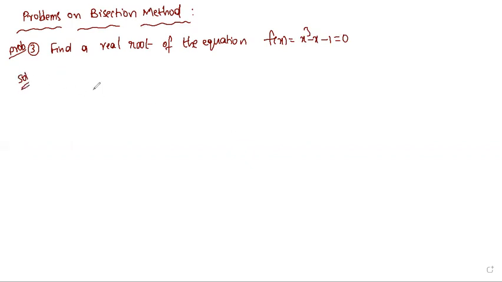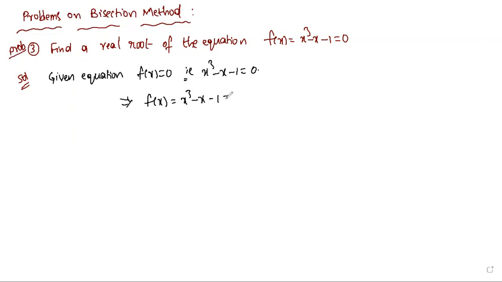Solution. Already we solved two problems by using bisection method. Similarly, same problem I will do. Given equation f of x is equal to 0, that is x cube minus x minus 1 is equal to 0. That implies f of x is equal to x cube minus x minus 1 is equal to 0. This is equation 1.